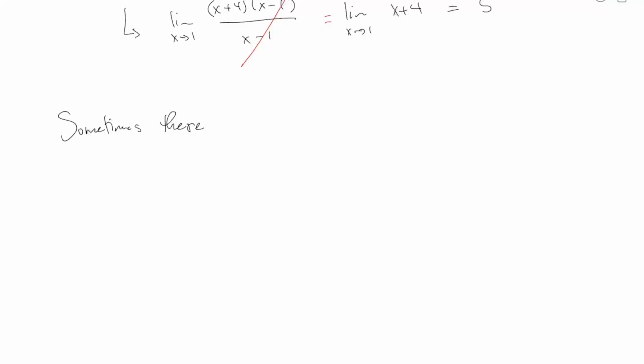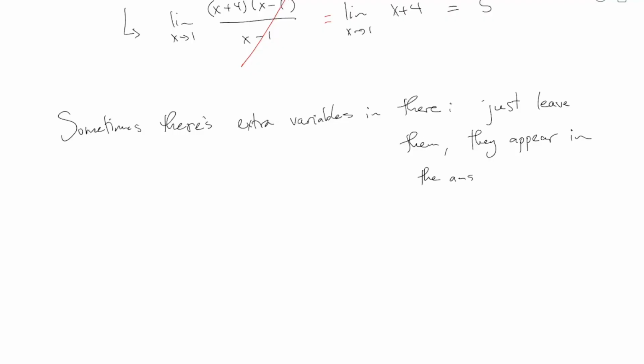Sometimes there's extra variables in there. I'll show you an example of what I mean. What you should do in that case is just leave them, and they appear in the answer, unless they magically cancel somehow. You should just pretend that they're like numbers or constants, and they will end up existing in the final answer. So here's an example like that.